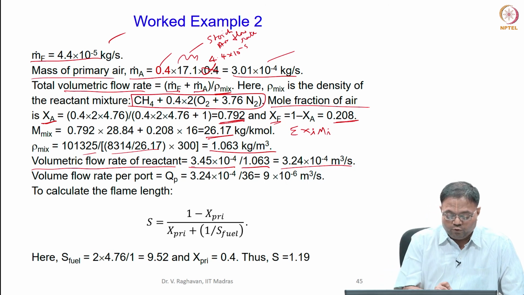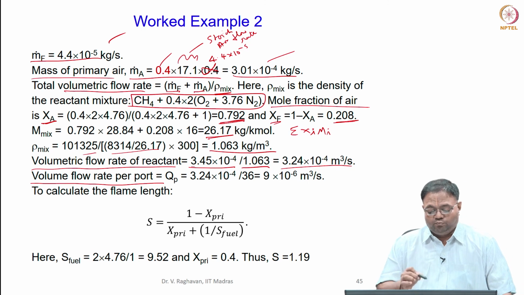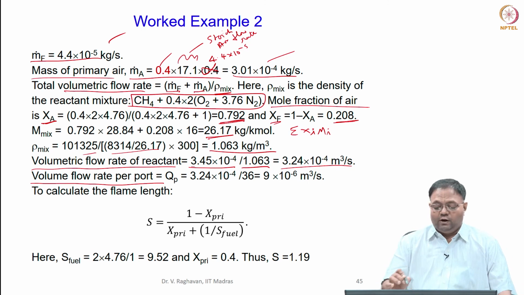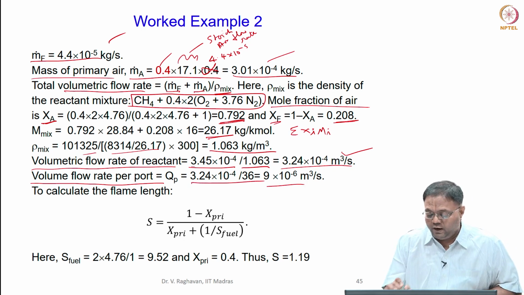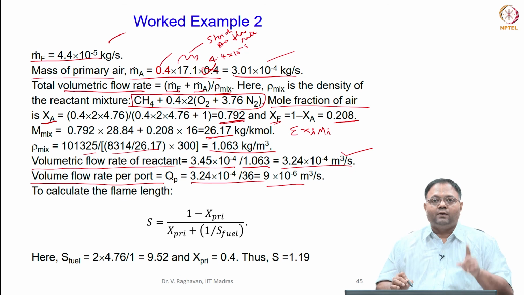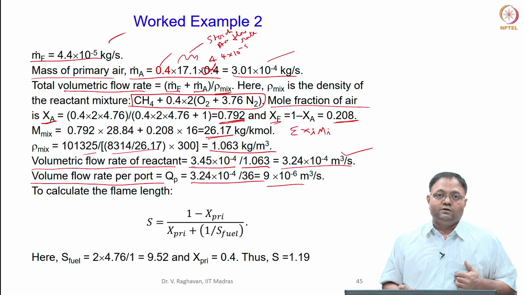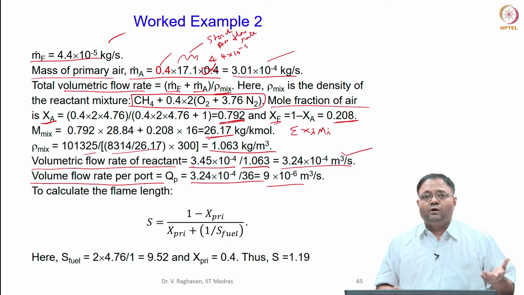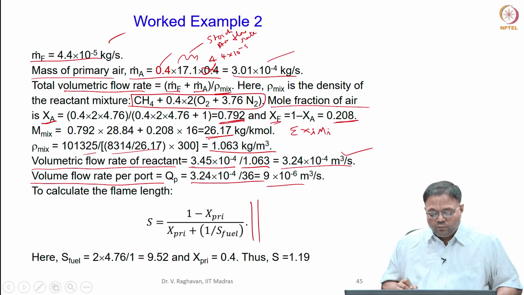Now, the volumetric flow rate per port. There are 36 ports and the total volumetric flow rate is this. If you divide it equally among the 36 ports, you get 9 into 10 power minus 6 meter cube per second per port. Now, go for the empirical correlation by Roper. As I told you, these empirical correlations are very useful for designing. So, let us take this.